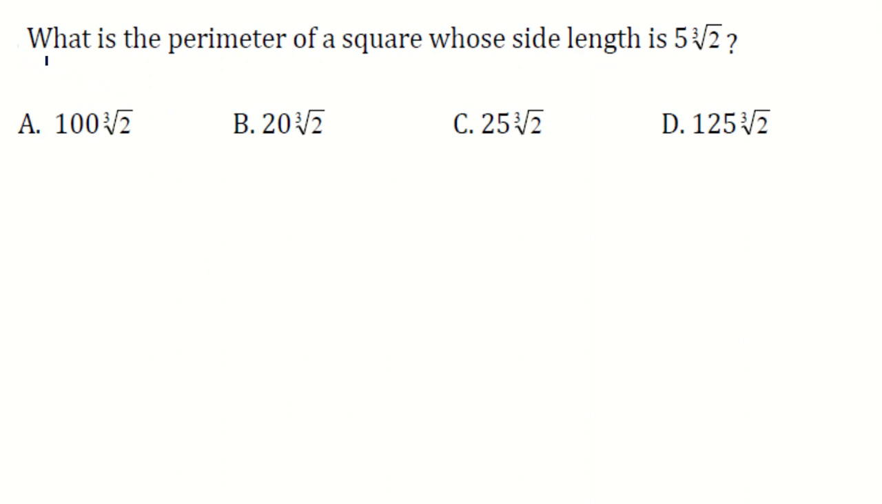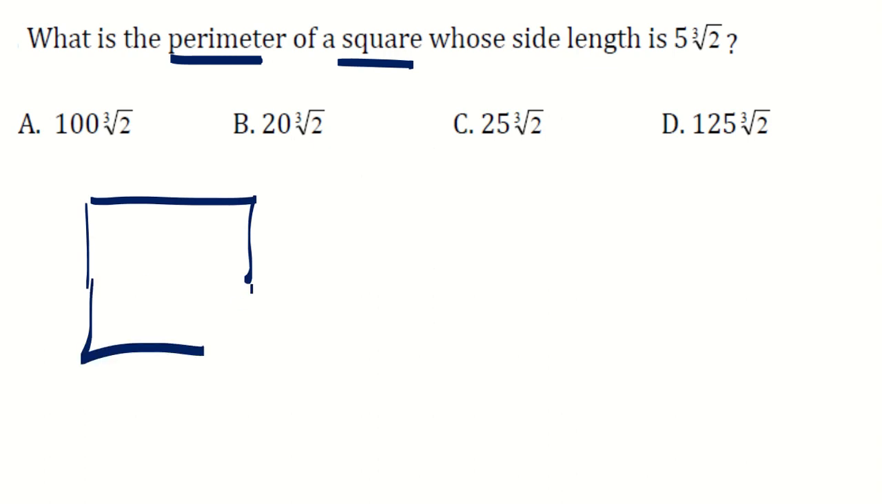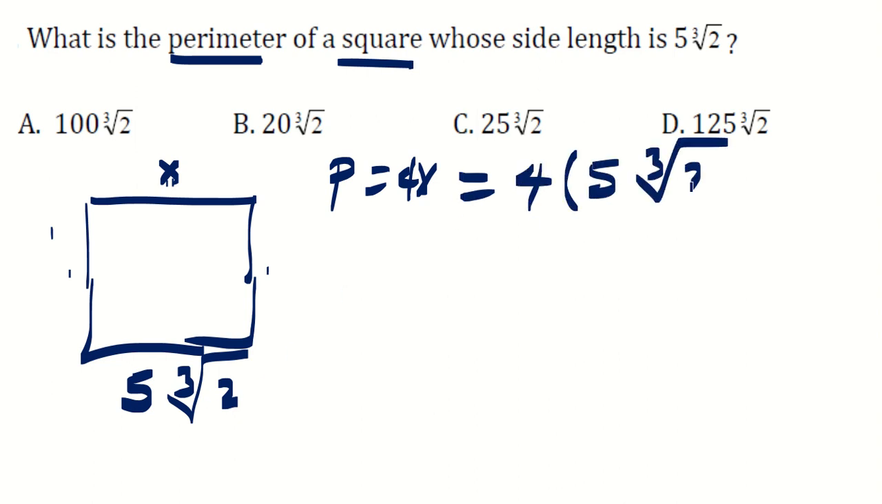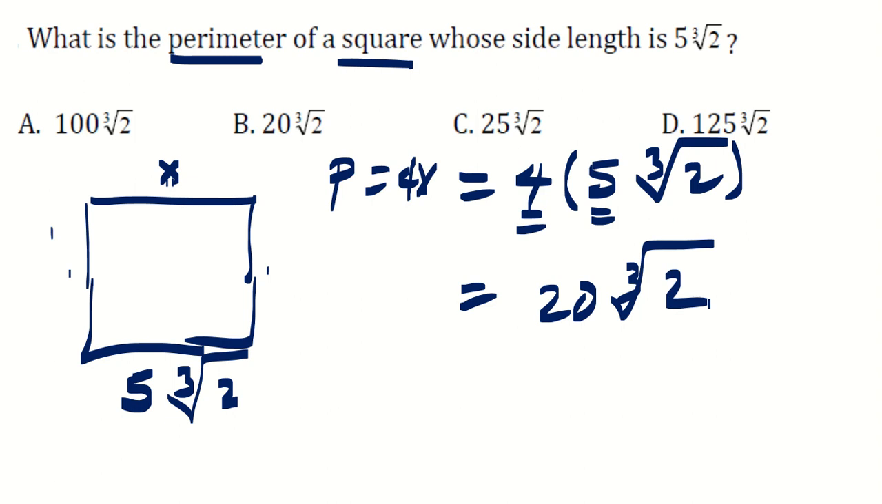Okay. The next question, he says, what is the perimeter of a square? Square means, you know, all of the sides are equal, a four-sided figure. And one of the side lengths is 5 cube root 2, sorry. That means the same for each of them. If one side is x, all of them are x. So the perimeter will be 4x, because x plus x plus x plus x. So this time the perimeter will be 4 times 5 cube root of 2. When you multiply, the 4 will multiply the outer number only. It cannot multiply the inner one. So it's going to be 20 cube root 2. So the answer is found in B.